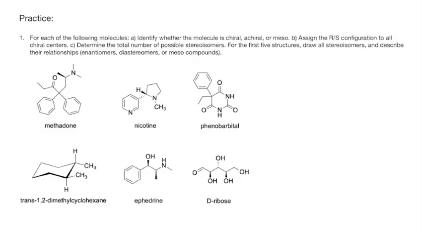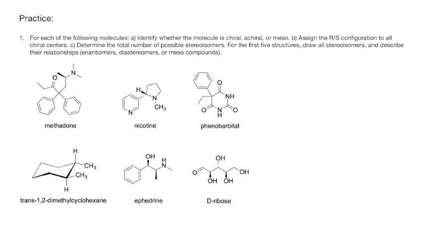As always, let's do some practice. For each of the following molecules, A. Identify whether the molecule is chiral, achiral, or meso. B. Assign the RS configuration to all chiral centers. C. Determine the total number of possible stereoisomers. For the first 5 structures, draw all stereoisomers and describe their relationships, enantiomers, diastereomers, or meso compounds. Feel free to pause the video and try solving this problem on your own first.